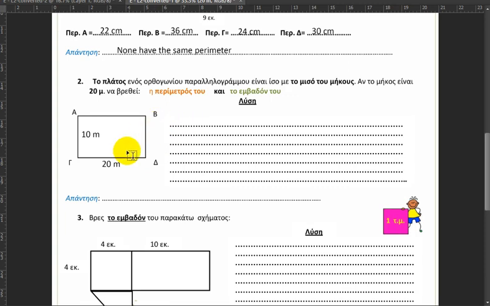So what's the perimeter going to be? 20 plus 20 plus 10 plus 10. That's going to give me 60. So I'm going to write perimeter equals 60 meters. Next up, we have the area. To find the area, I'm going to need to multiply one big side with one small side. So the area is going to be 10 meters times 20 meters. 10 times 20 is going to give me 200. 200 what? 200 square meters. So there you go.